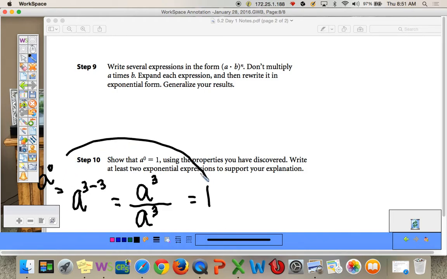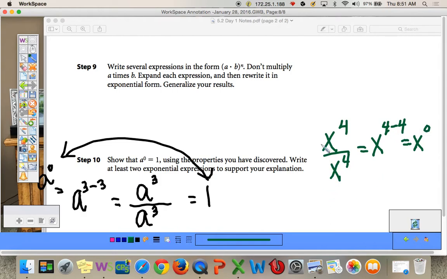So these two are equal because it comes from multiplying or dividing the same number by itself. Let's do another example. x to the 4th over x to the 4th equals x to the 4 minus 4, which will be x to the 0. And we know that any number divided by itself is 1. So anything to the 0 power is 1.